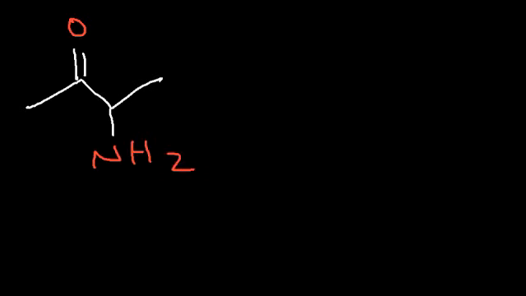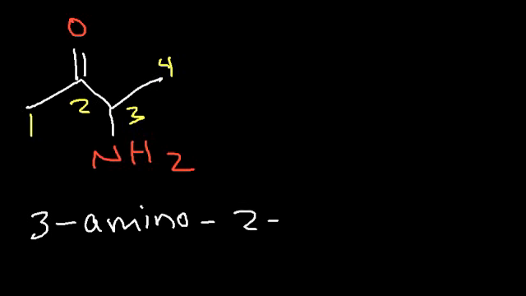What about this example? So we have 4 carbons. The ketone has higher priority than the amine. So this is going to be 3-amino-2-butanone since we have a 4 carbon chain.